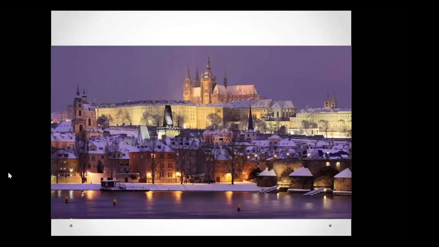And this is Prague in winter. Now it looks without snow, still a beautiful city. And I thank you for your attention.